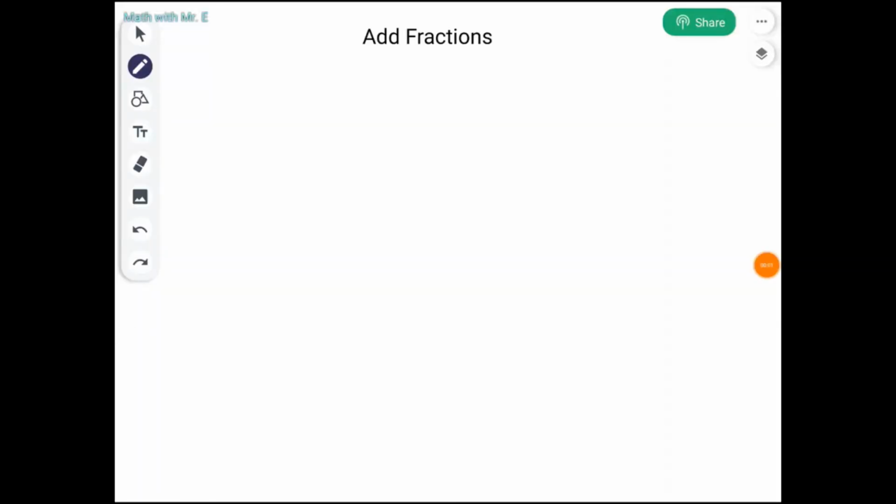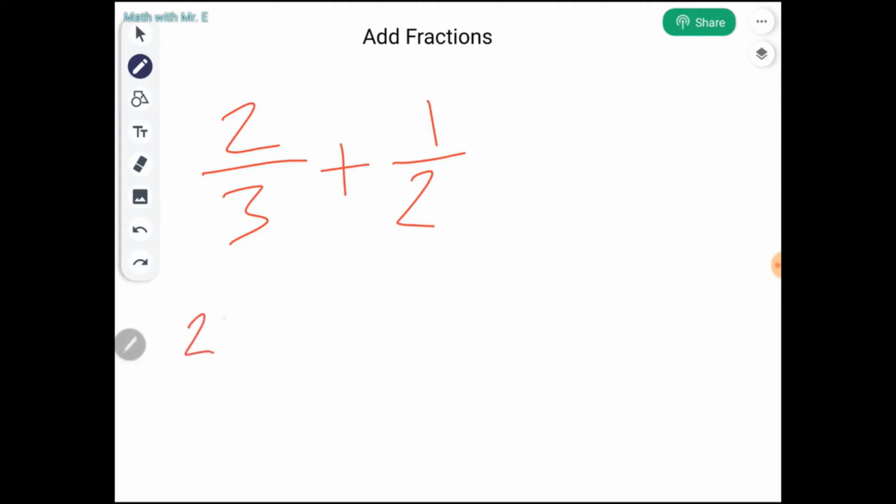Alright, we're going to take a look at how we can add fractions. So, if we've got two fractions that we want to add together, for example, 2/3 plus 1/2, the first thing we need to do is to find our least common denominator, which I know you guys are pretty good at doing, but just in case you don't, let's go ahead and come down here and show how we can find our least common denominator.